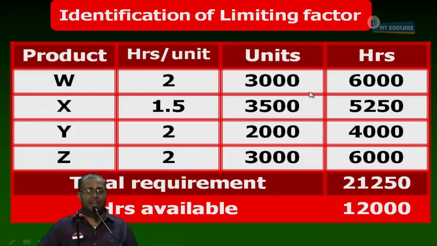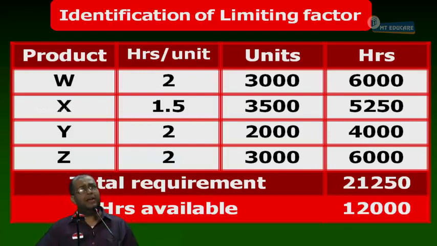6,000 hours of Z will not be counted for limiting factor. Why tell me I will not count it? Anyhow, I am not going to manufacture. So why should I be concerned? It should not be counted for limiting factor.